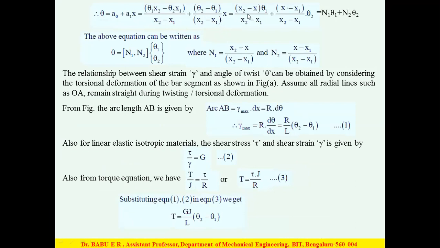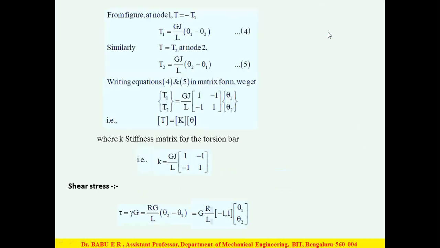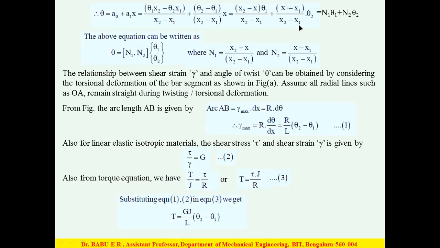So which I have written here as x2 minus x by x2 minus x1 into theta 1 plus x minus x1 by x2 minus x1 into theta 2. We know that for a two noded bar element, x2 minus x by x2 minus x1 and x minus x1 by x2 minus x1 are the shape functions, which are represented as n1 and n2. So I'll represent this as n1 into theta 1 plus n2 into theta 2.